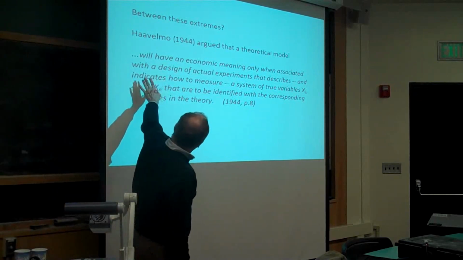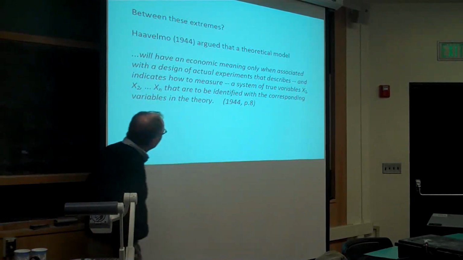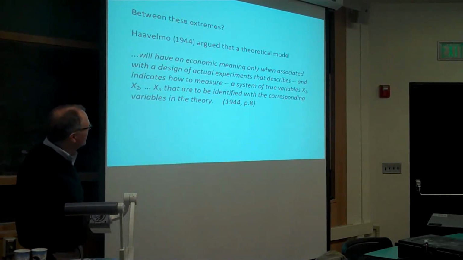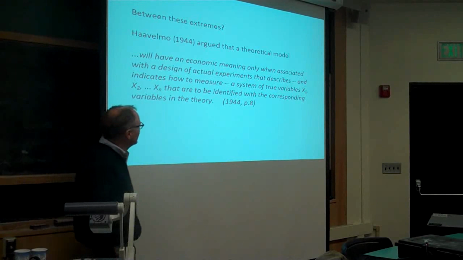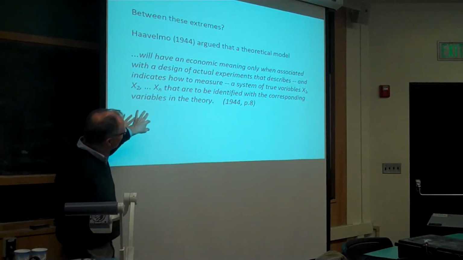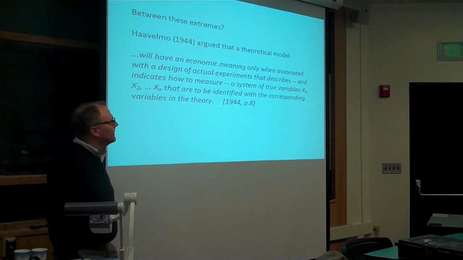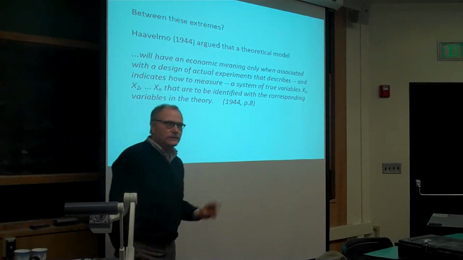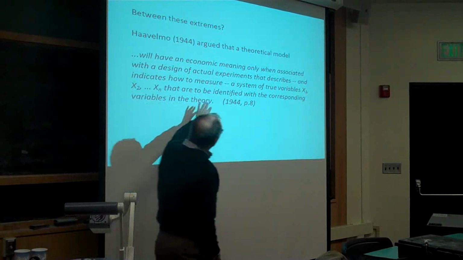Anyway, in that he says the following. A theoretical model will have an economic meaning only when associated with the design of actual experiments that describes and indicates how to measure a system of true variables that are identified with the corresponding variables in the theory. Now, what's remarkable about that is two things. One thing is the use of the word design of experiments.